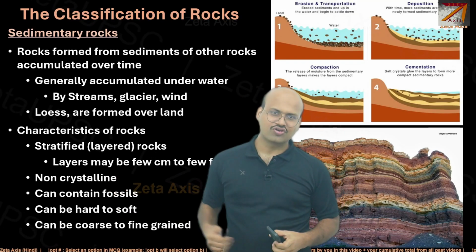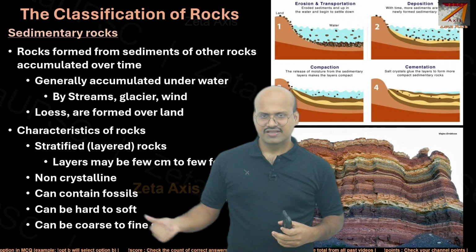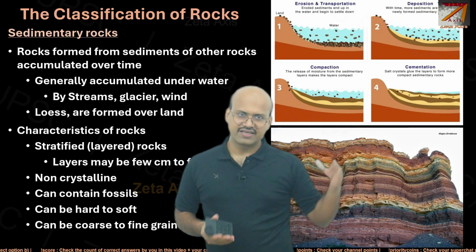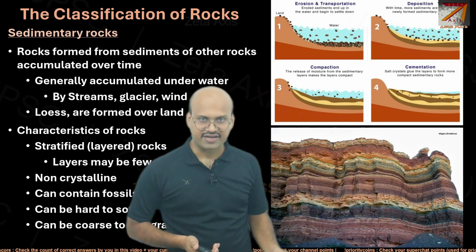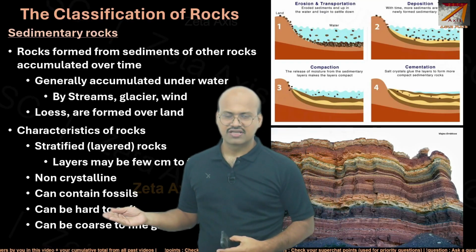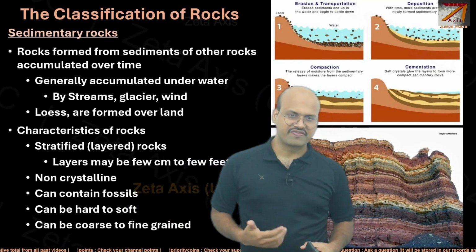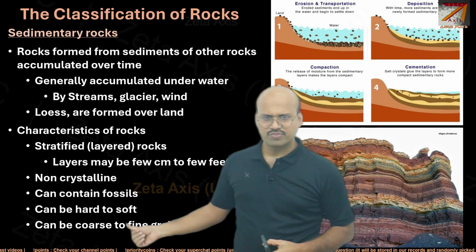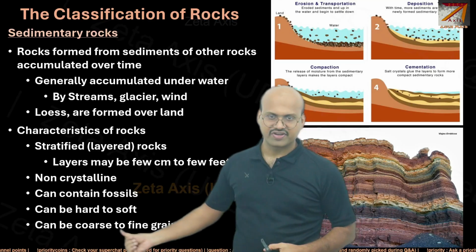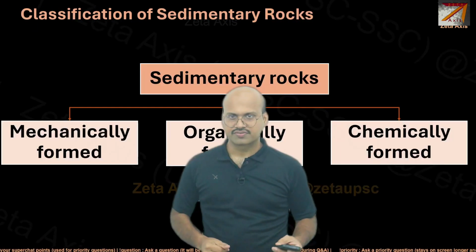Non-crystalline. Here we do not see any crystal formation in the process, so they are not crystalline. They contain fossils because they are formed by deposition, and in this process, if some animal gets buried, its remains will be preserved, and that is why sedimentary rocks are best known for fossils. They can be hard to soft. Sedimentary rocks can be very hard, they can also be very soft. They could be coarse to fine grained. If it is formed of clay, it would be fine grained. If it is formed of pebbles or rock fragments, then it would be coarser.